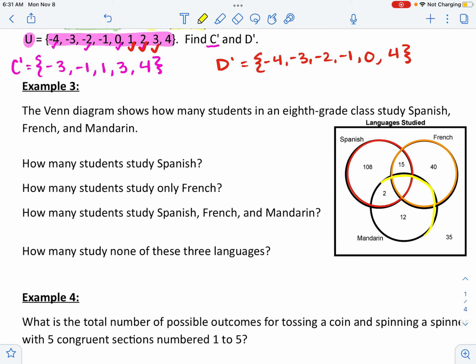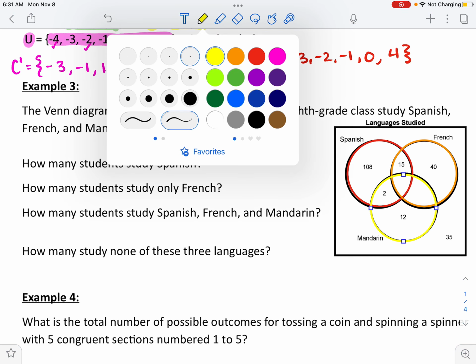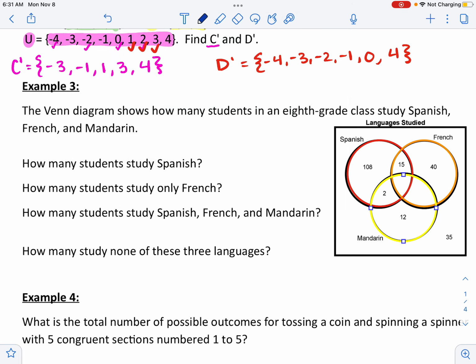And now everybody in the yellow takes Mandarin. And anywhere where the colors overlap, that's how many people are in both groups. So how many students study Spanish? That's everybody in this red circle.